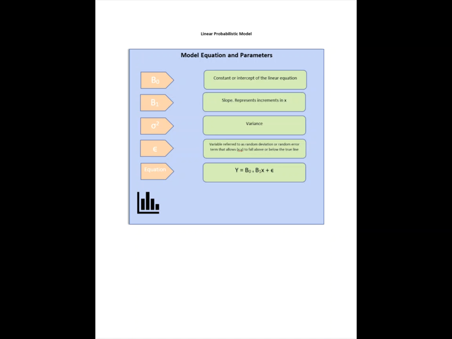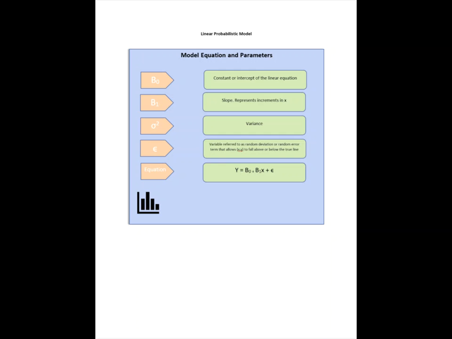For the linear probabilistic model, we have several parameters that will give us the scatter points following a linear trend. First, we have b sub 0, which is the y-intercept of the linear equation. Then, b sub 1, which will be the slope of our increments in x. As you can see, these 2 points are the only thing we need to have aligned.